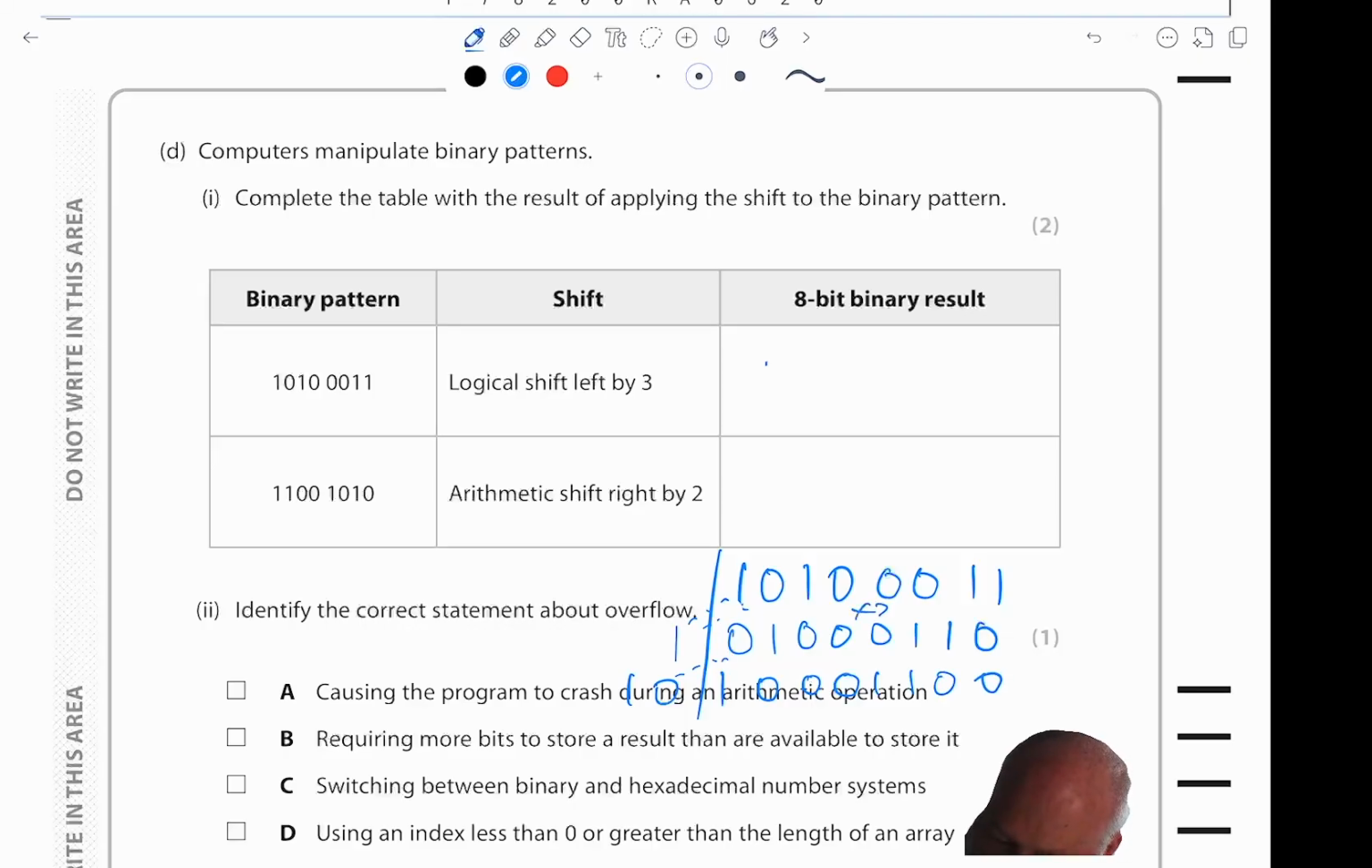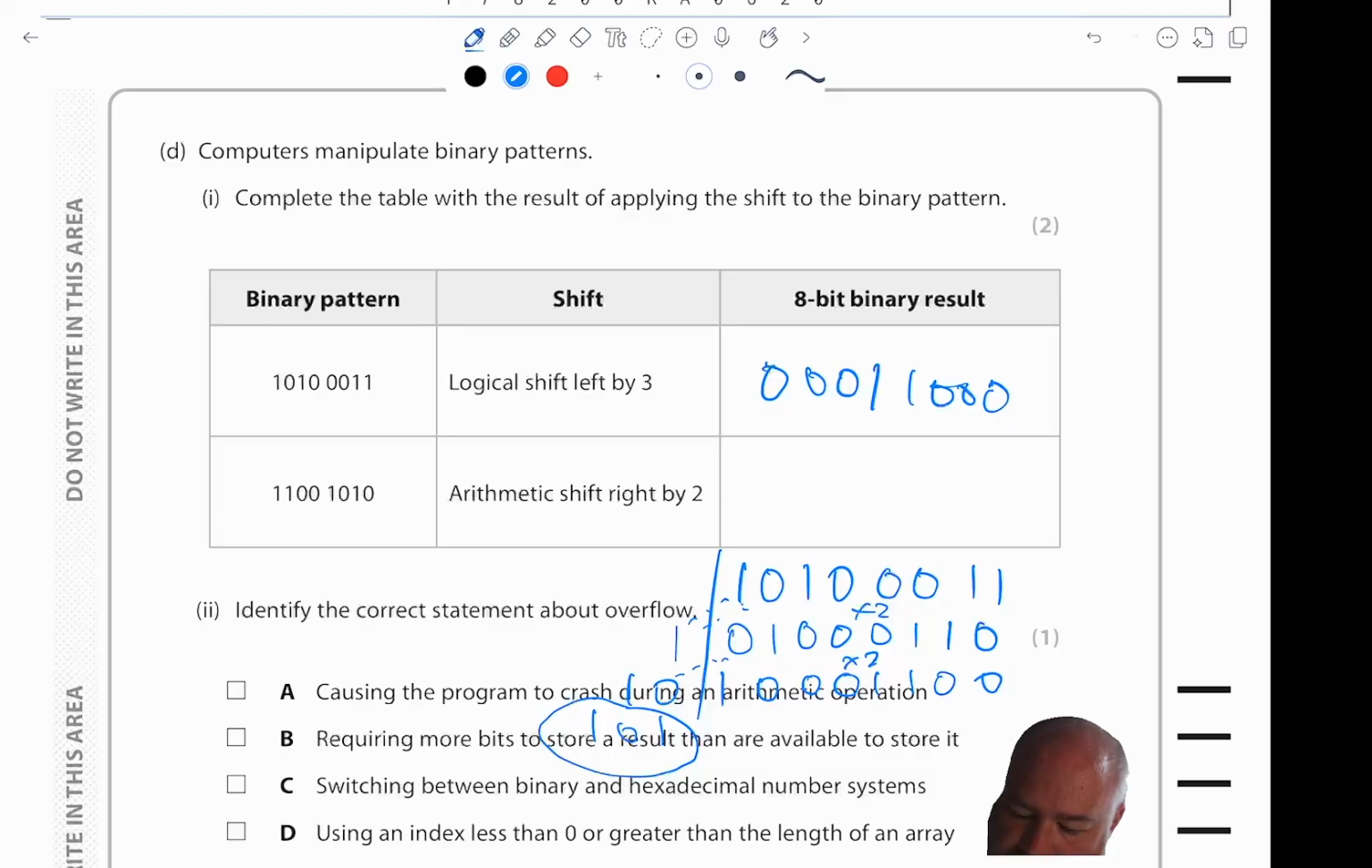So each time it's times by 2. And then over here, 101. And then we'll end up with 0, 0, 0, 1, 1, 0, 0, 0. We've lost quite a lot of information on a logical shift by 3.